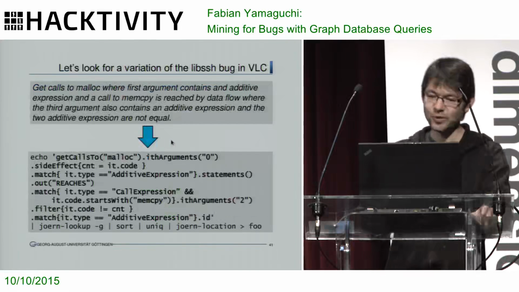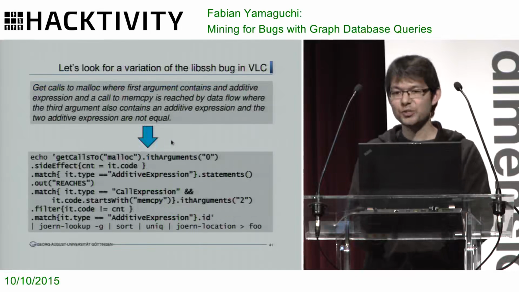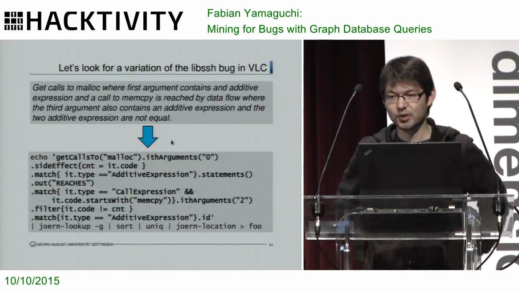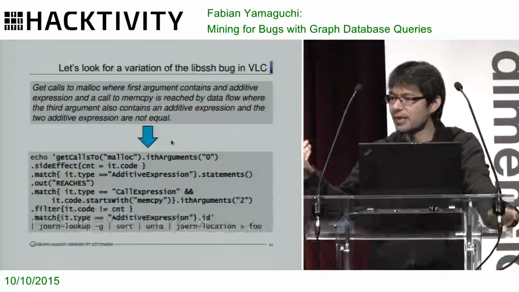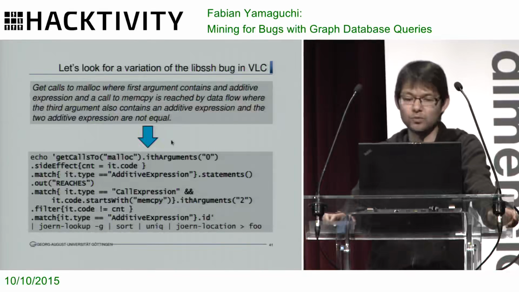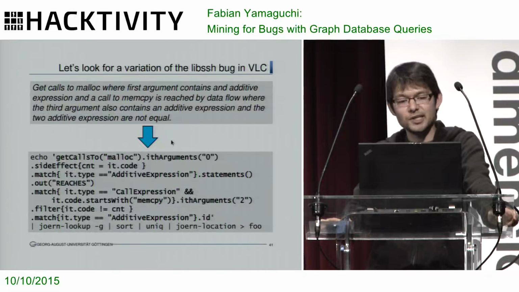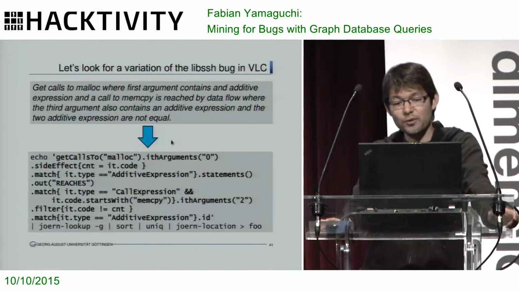Right? Okay, so let's take this for a spin to find vulnerabilities, and let's take a look at the libSSH bug again that we saw, that Stefan Esser found. So we might want to formulate the following query in our head before we make code out of it. So let's get calls to malloc where the first argument contains an additive expression and a call to memcopy is reached by data flow, where the third argument also contains an additive expression, and the two additive expressions are not equal. Right? So you can formulate something like this.